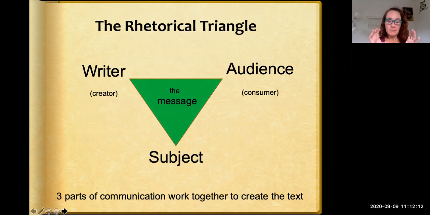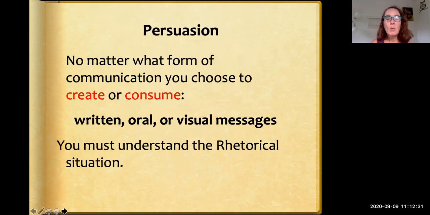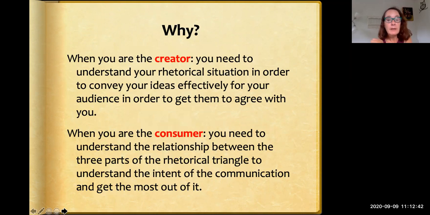These three parts of communication work together in the rhetorical triangle, with the writer or creator, the audience or consumer, and the subject, all working together to create the message. The rhetorical triangle is a tool to help you think about and analyze the way we communicate. No matter what form of communication you choose to create or consume, written, oral, or visual messages, you must understand the rhetorical situation. Why? When you are the creator, you need to understand your rhetorical situation in order to convey your ideas effectively for your audience, in order to get them to agree with you.